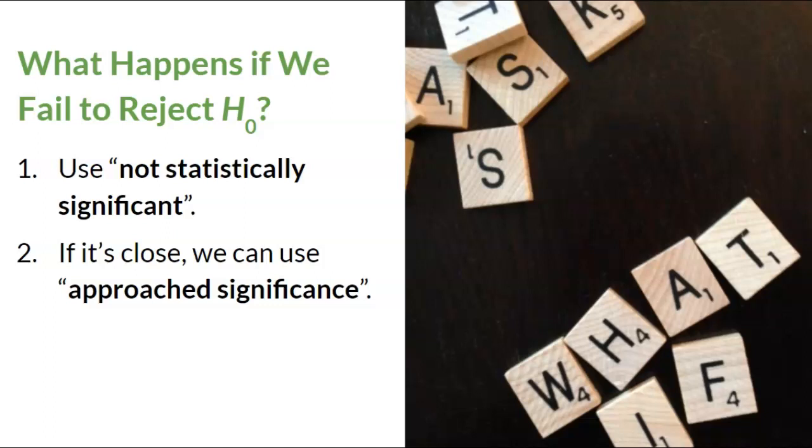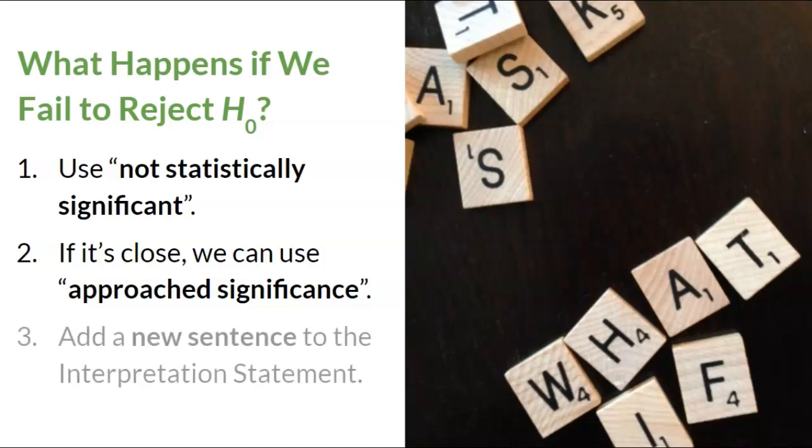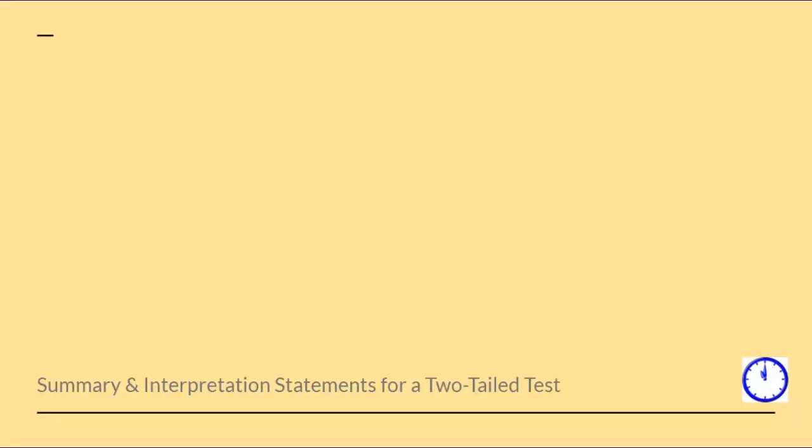Now, what if the sample size was only one person? And, well, what would happen if the researcher had a larger sample size? The z-score for a larger sample size might actually fall in the critical region after all. Therefore, a good ethical researcher will add a new sentence to the interpretation statement about repeating with a larger sample size. So let's see what that's going to look like.